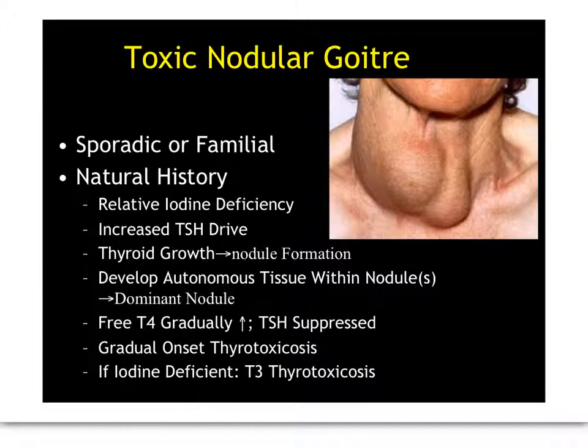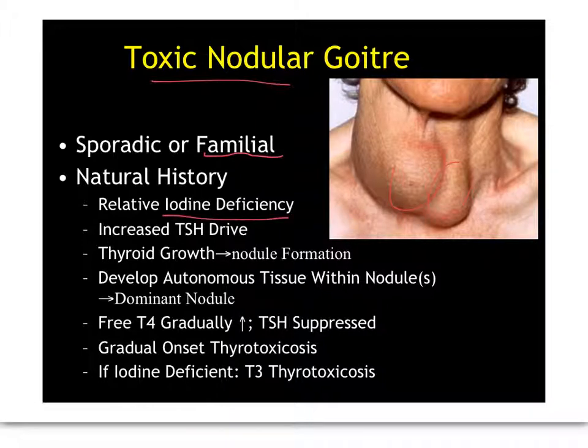So that was Graves' disease. What about toxic nodular thyroid disease? Lovely example there with two juicy nodules in this person's thyroid. Well, it can run in families sometimes, but it's often sporadic.